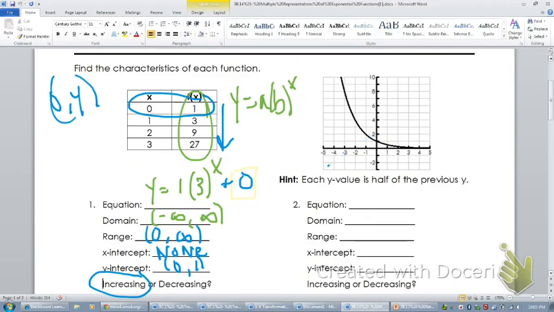Alright, so let's check this out. Go ahead and get through this so you guys get to working. Alright, so the equation we know is always, again, y equals a times b to the x.